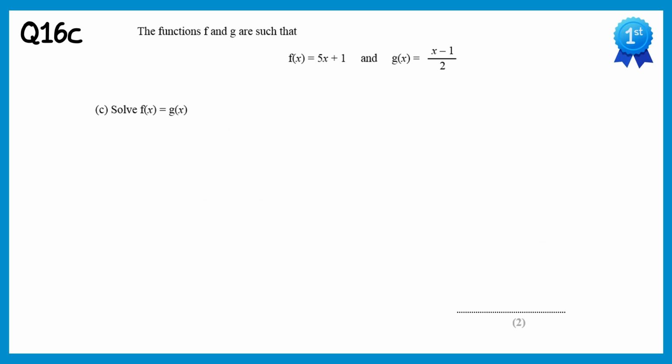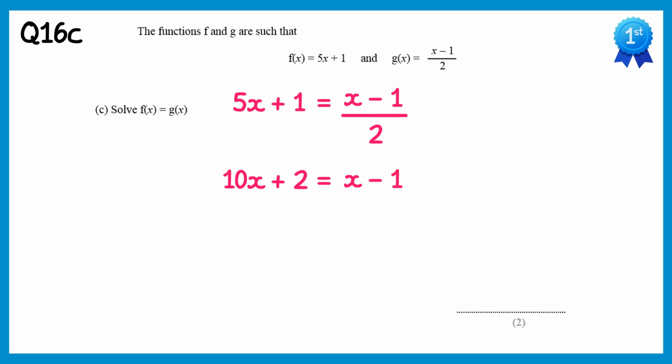For this question, f of x equals g of x, in which case 5x plus 1 equals x minus 1 over 2. To solve this equation, times by 2 on both sides. If we times by 2 on the left, we get 10x plus 2, and on the right, timesing by 2 cancels out the divide 2, so we're just left with x minus 1.